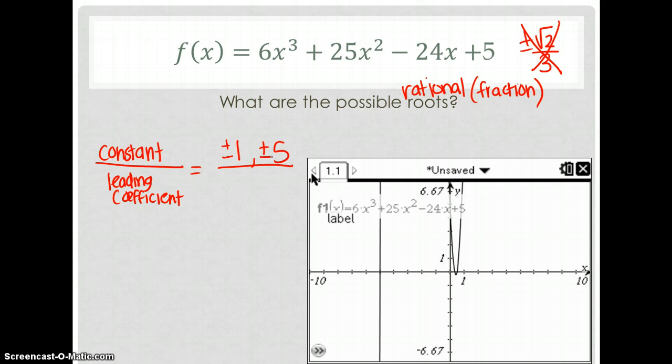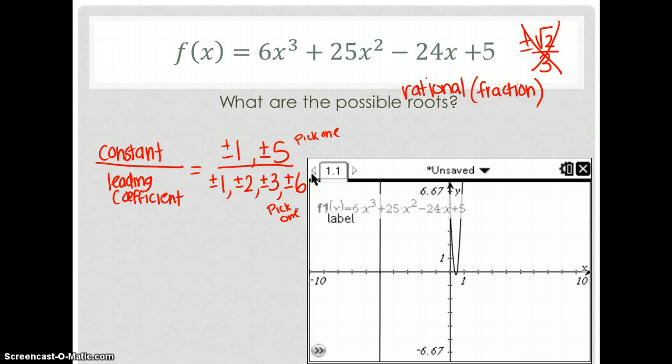In the denominator, what can multiply to be 6? Plus or minus 1, plus or minus 2, plus or minus 3, plus or minus 6. So when we're picking what our possible roots could be, pick one of the 4 numbers we have listed in the numerator, and pick one from the denominator. That's how you make all of your possibilities.